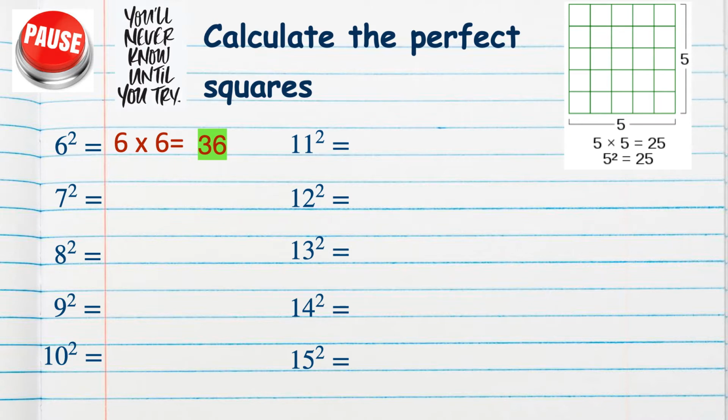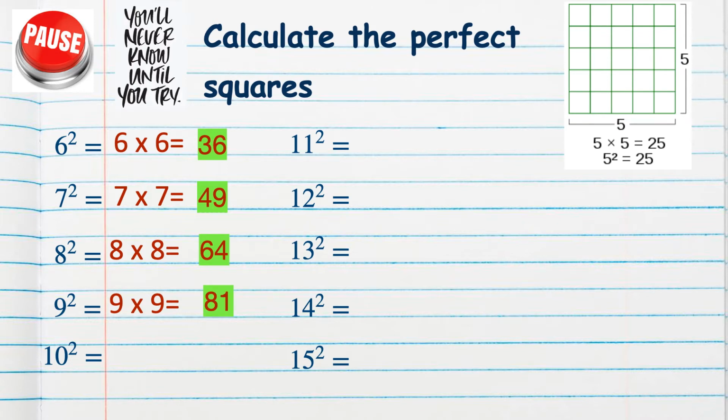7 square. 7 square is the same as 7 times 7, which equals 49. 8 square is the same as 8 times 8, which equals 64. 9 square is equal to 9 times 9, which equals 81. How do you say the next one? Did you say 10 square? I agree with you. Which is the same as 10 times 10, which equals 100.